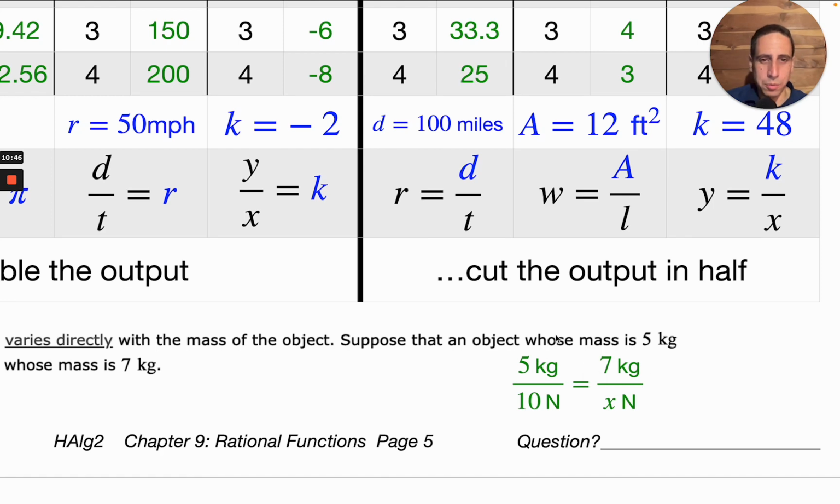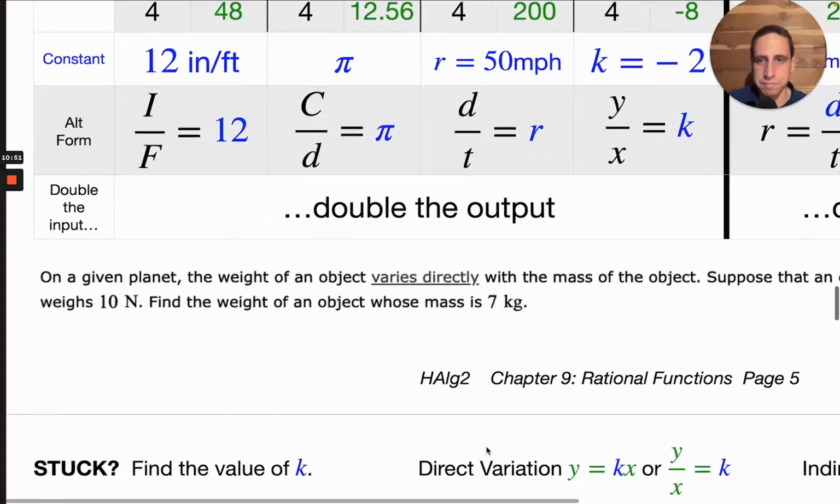You could also cross multiply. 5x is equal to 7 times 10. That's another way to solve it.